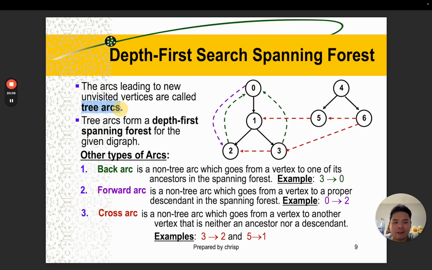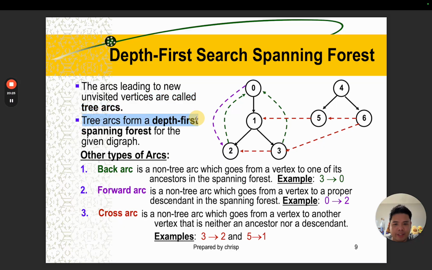These are the black arrows. So if a vertex visited a new unvisited vertex, or if there's an arc going from a visited to an unvisited vertex, it's called a tree arc.